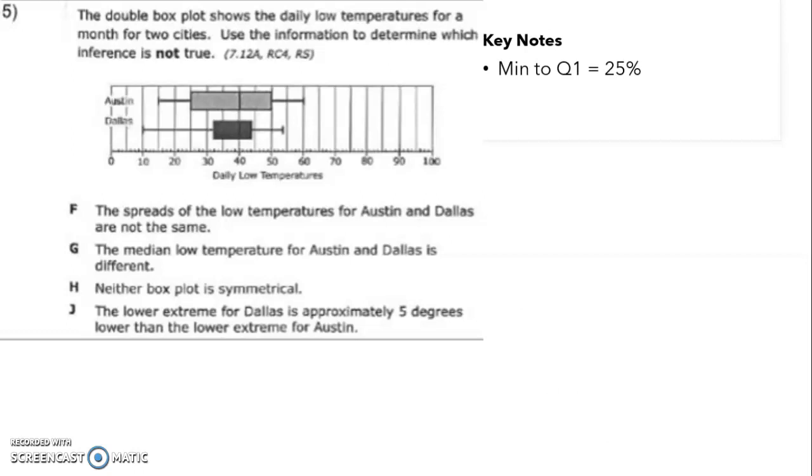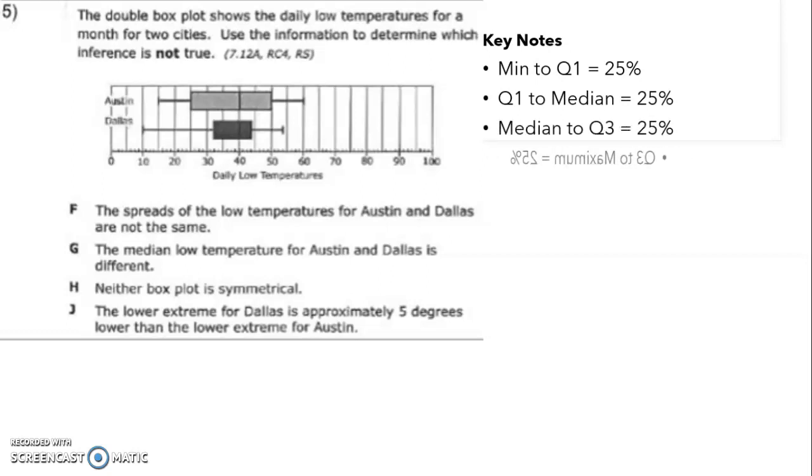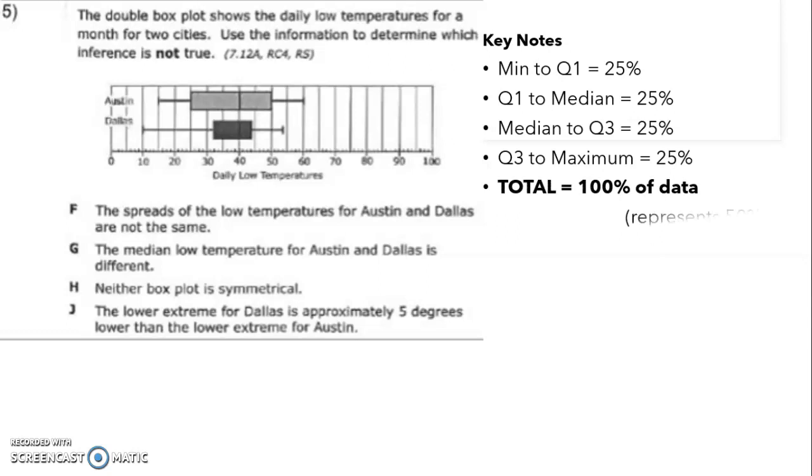So, key notes again. The minimum to quartile 1 is going to be 25%. Quartile 1 to the median is another 25. Median to Q3 is 25. And then Q3 to maximum is 25. That makes up the whole 100% of my data. Remember that the IQR, which is quartile 3 minus quartile 1, is going to give me 50% of my data. My range is also going to include my maximum minus my minimum. That's what we just covered in question 4.